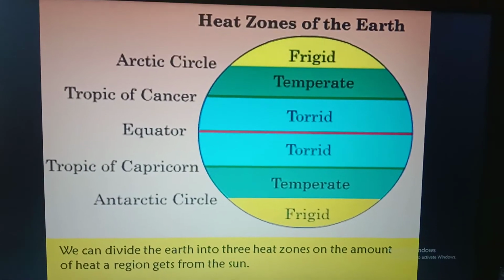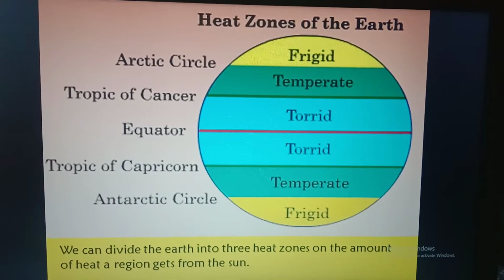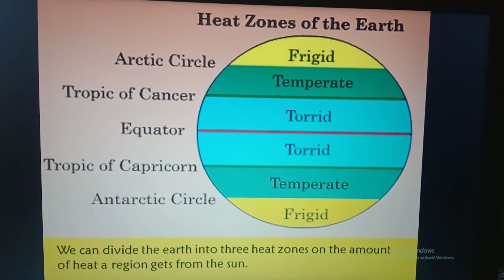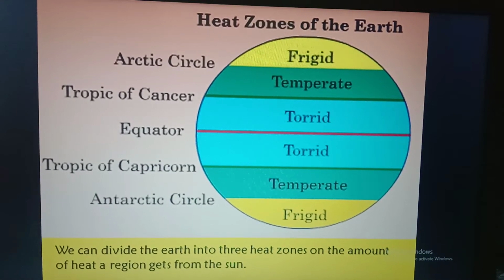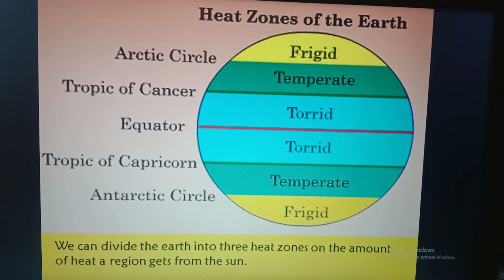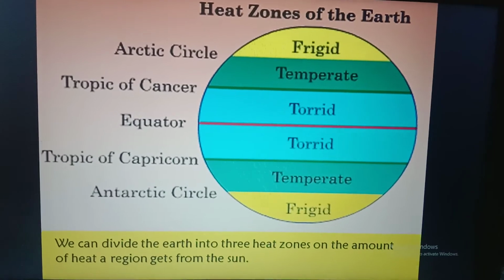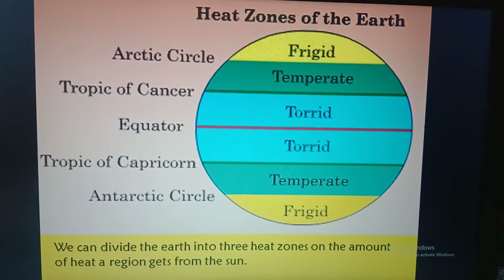So here is the picture of heat zones of the earth. We can divide the earth into 3 heat zones on the amount of heat a region gets from the sun. So let's study all the 3 heat zones.